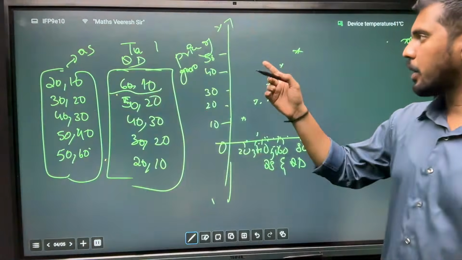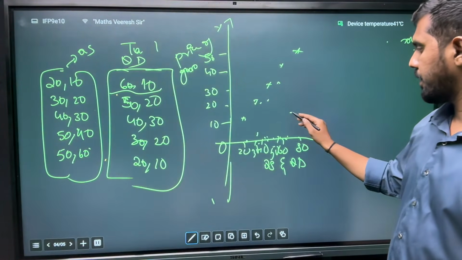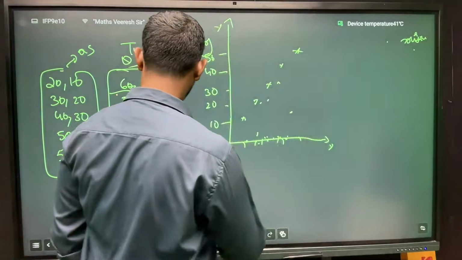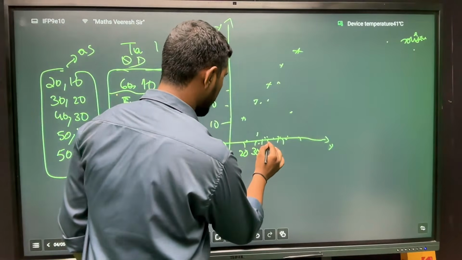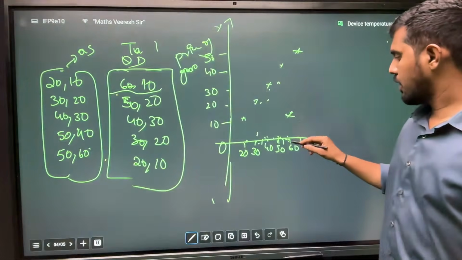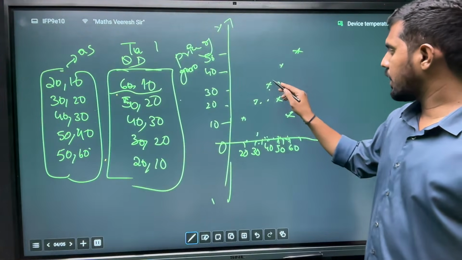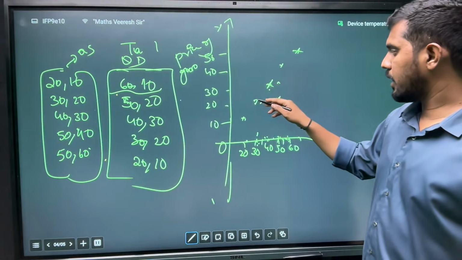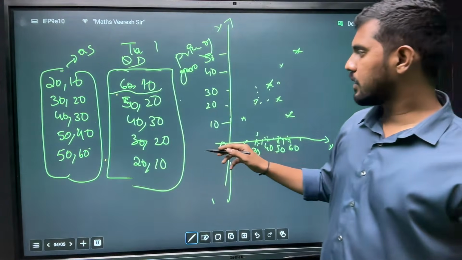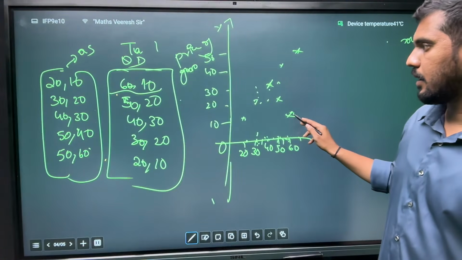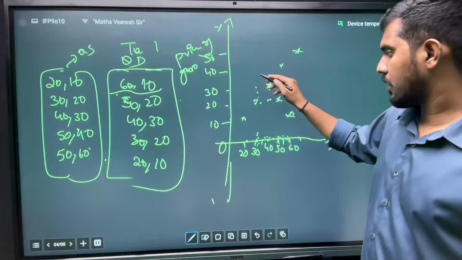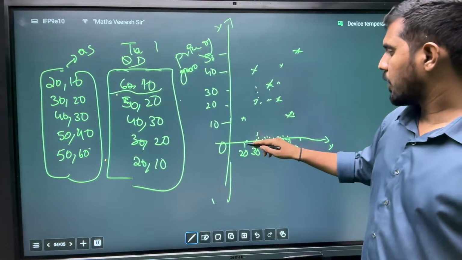Again, we are going to take quantity demand: 60, 10; 50, 20; 40, 30; 30, 40; 20, 50.